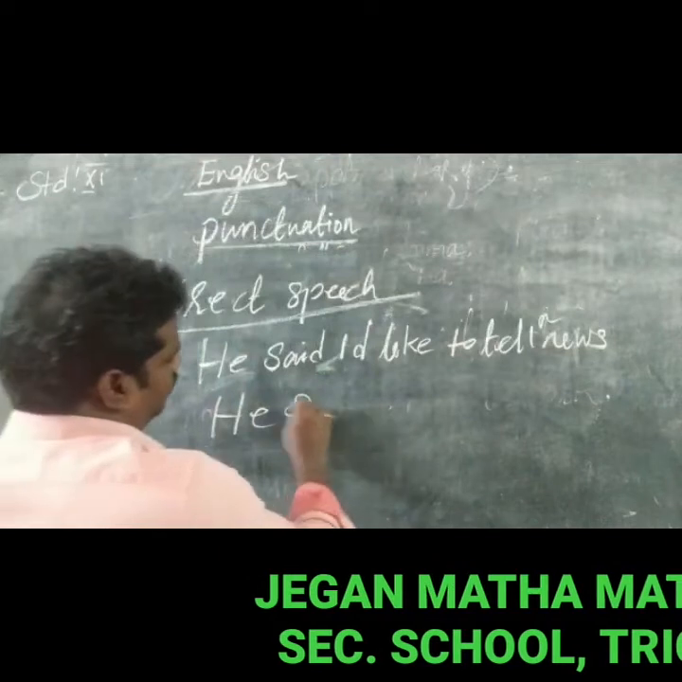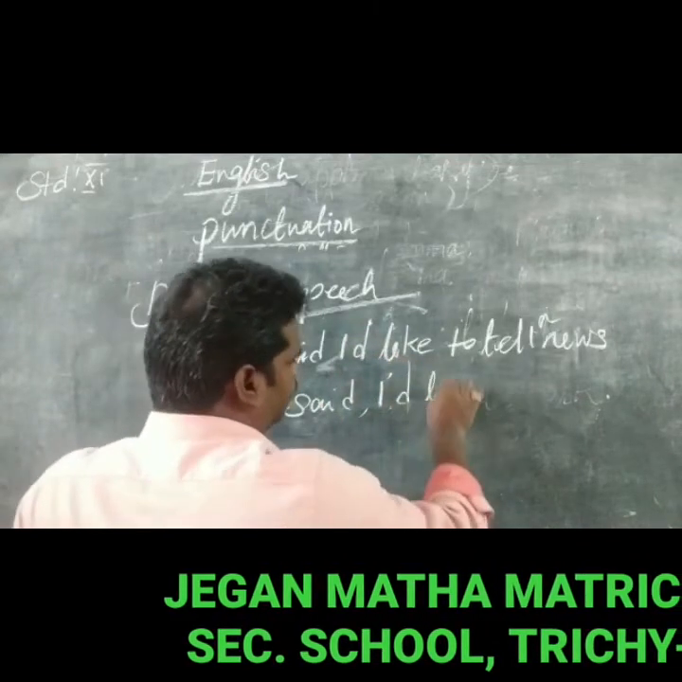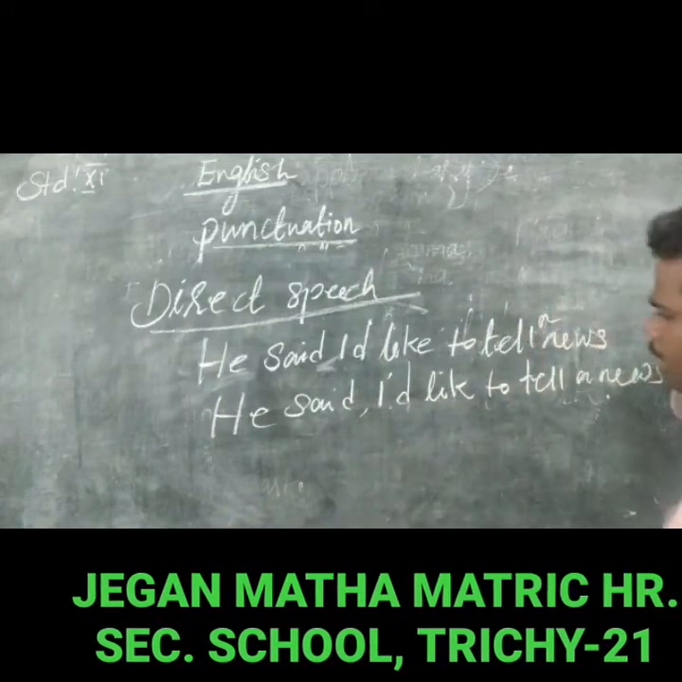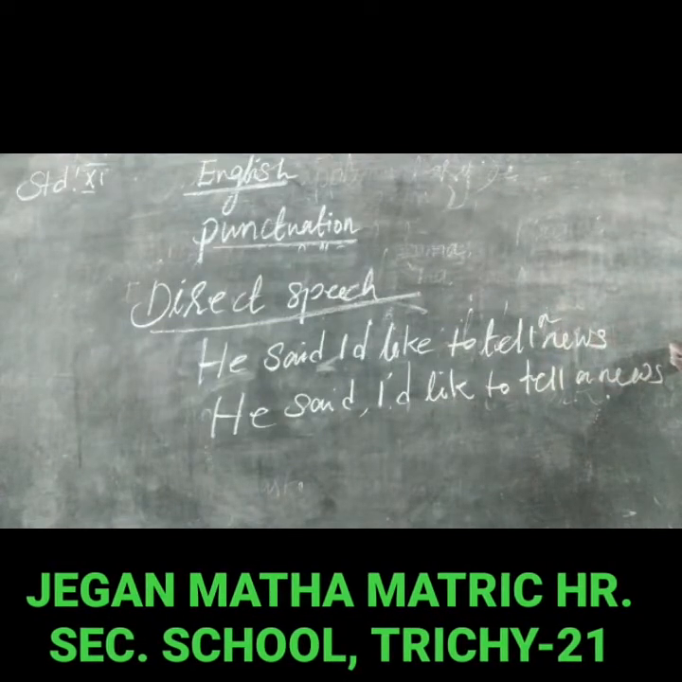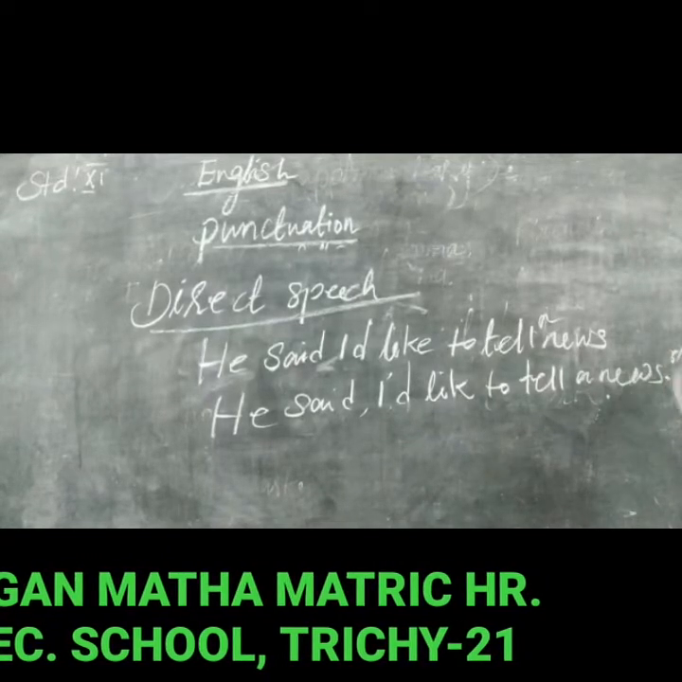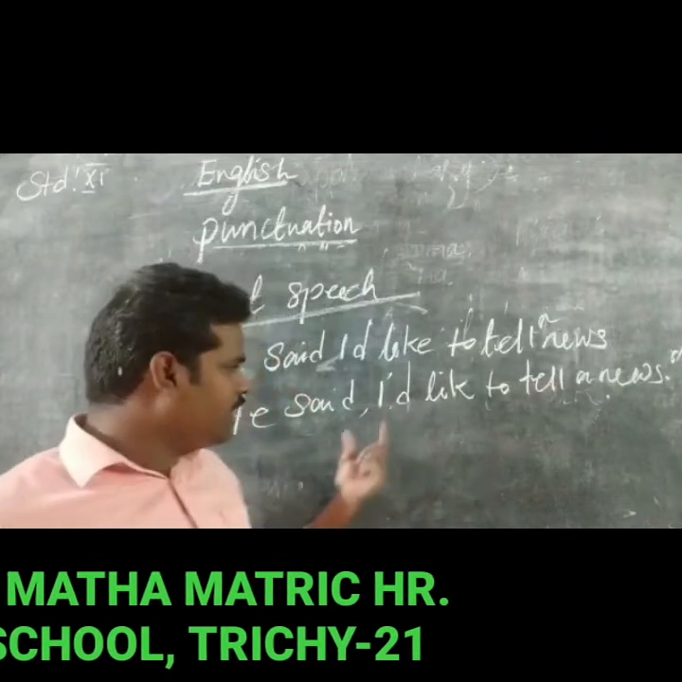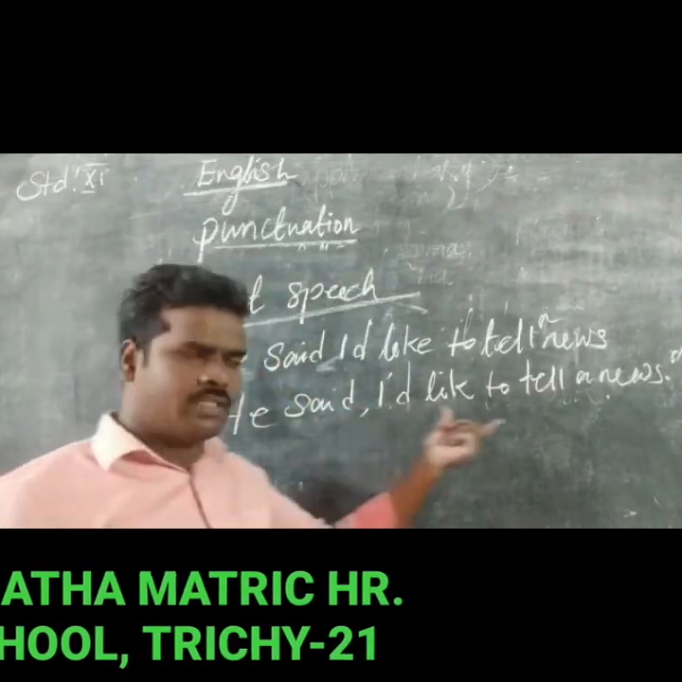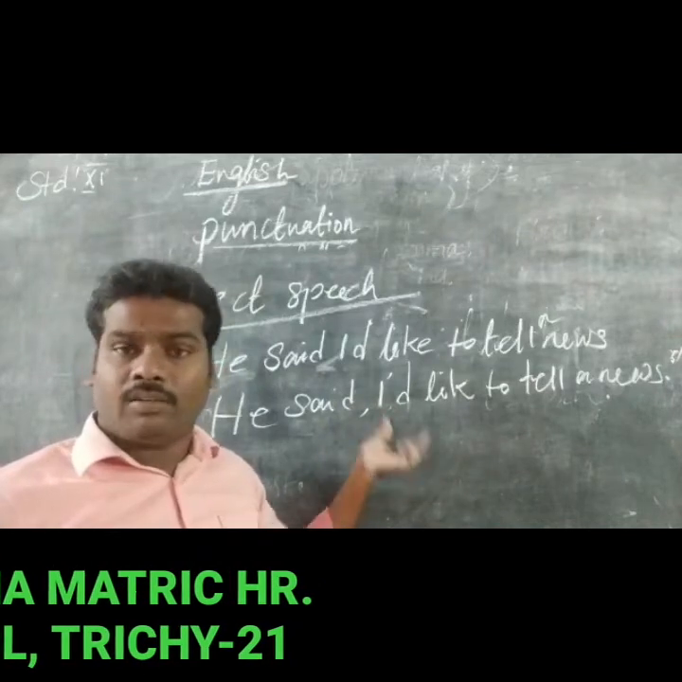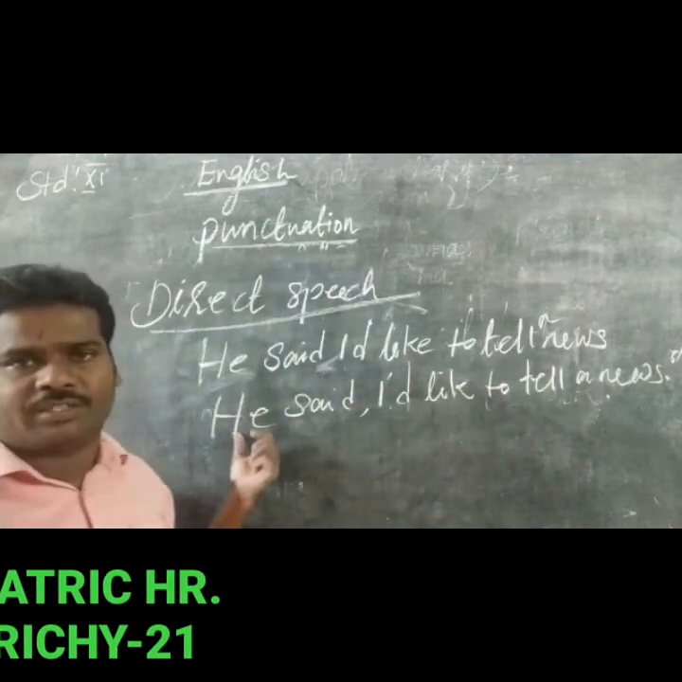See here: he said, comma, capital I, would like to tell a news. He said, I would like to tell a news. Full stop. Clear? Direct speech and indirect speech we have already learned. Here we will use the comma. So for a list of things and also for direct and indirect speech, we can use the comma. A full stop is also necessary, and a capital letter. So everything includes punctuation marks.